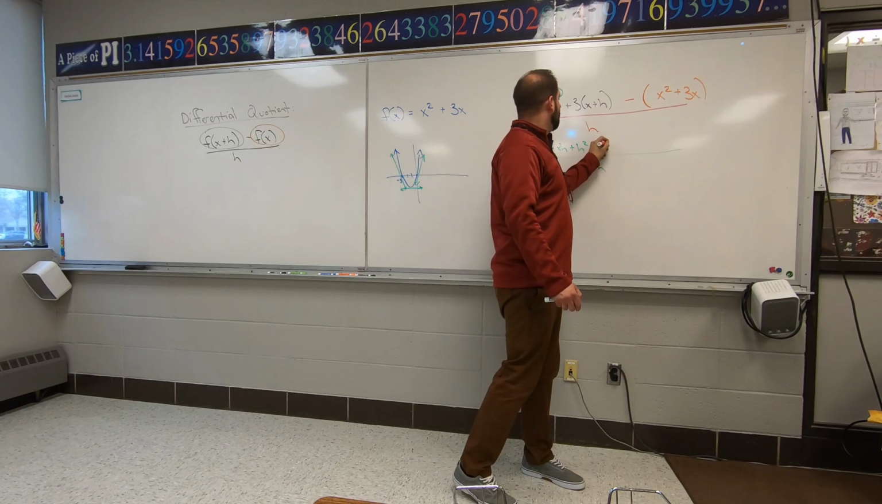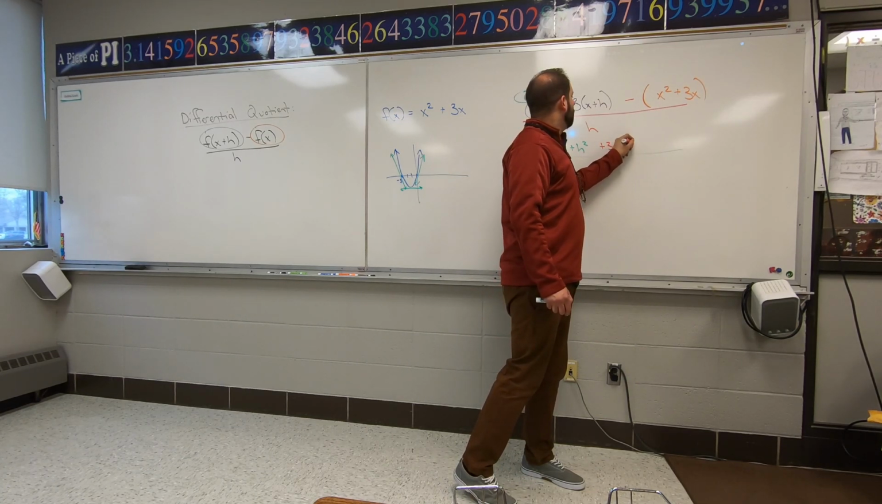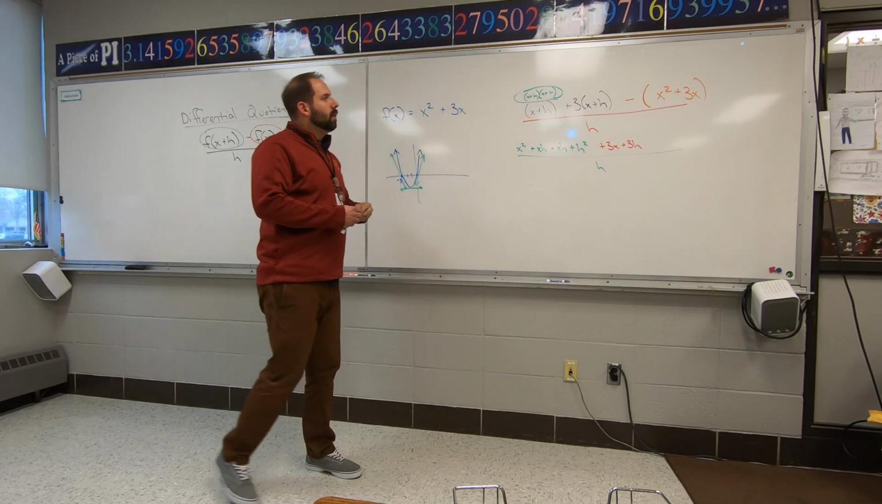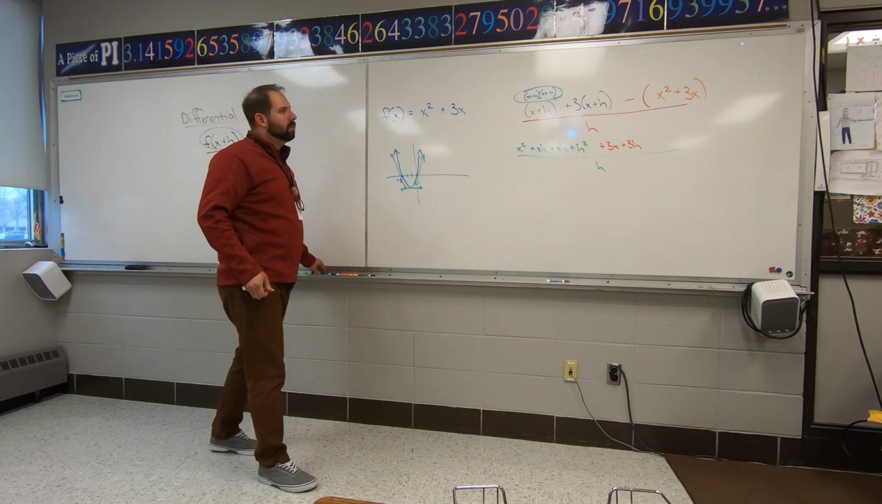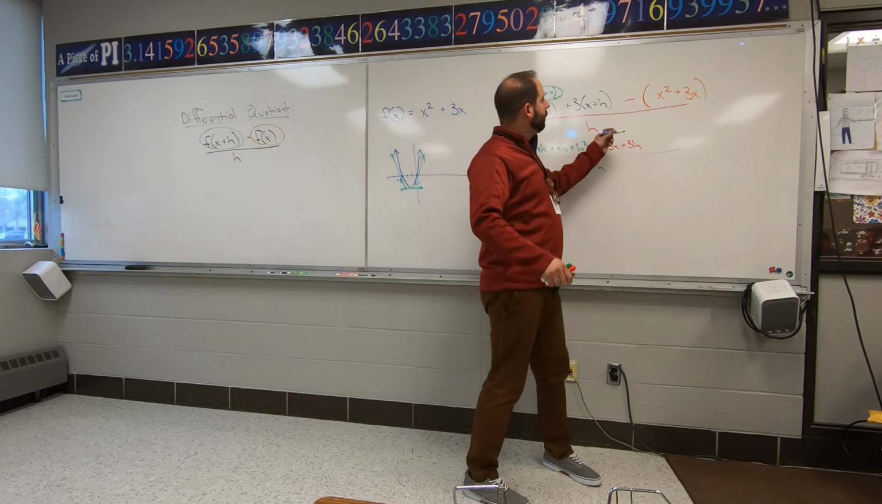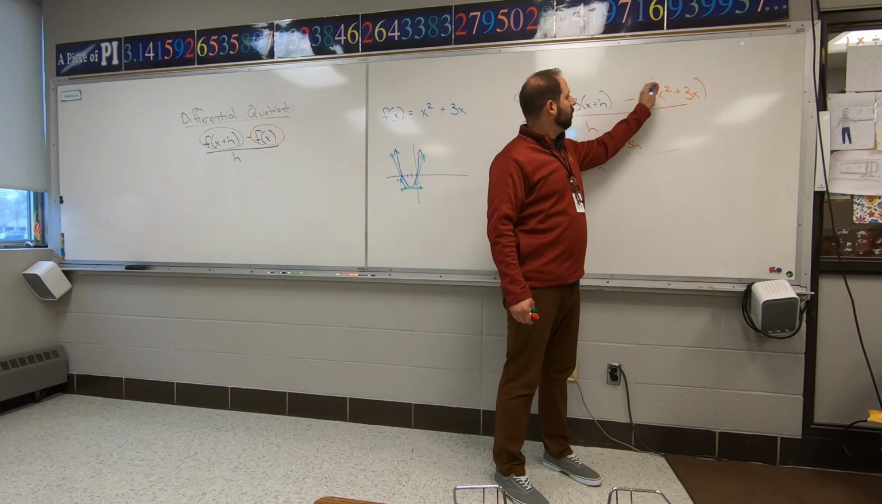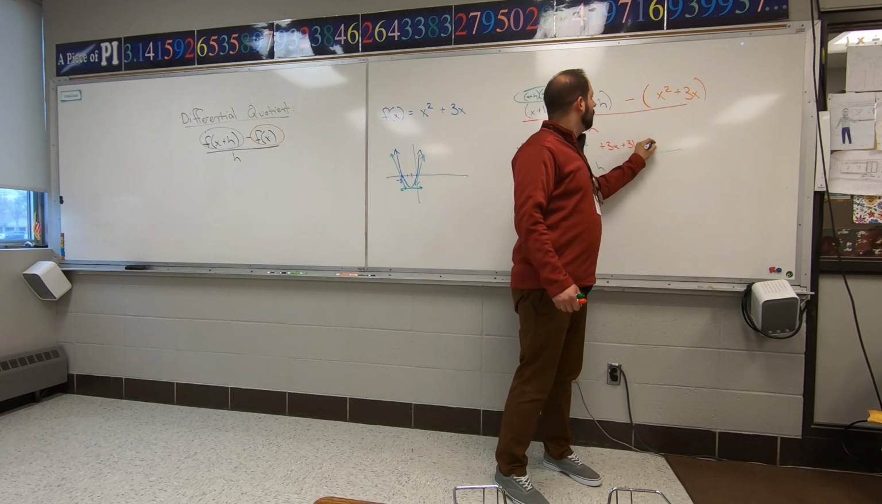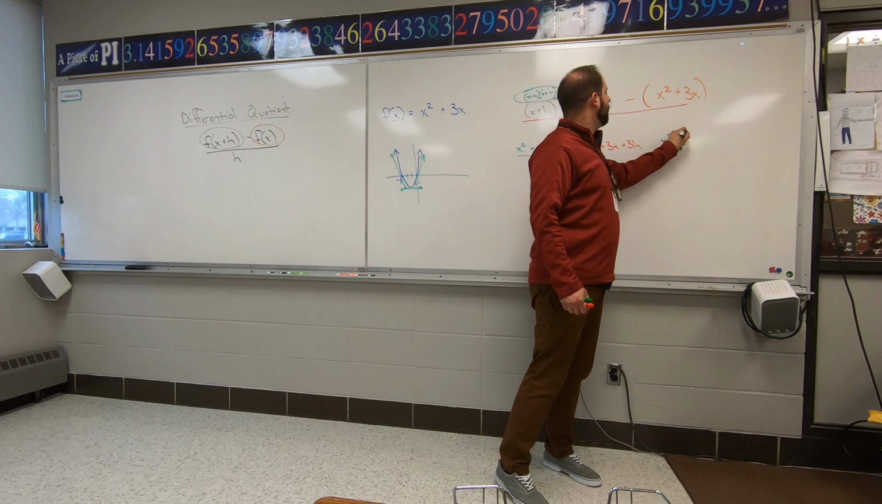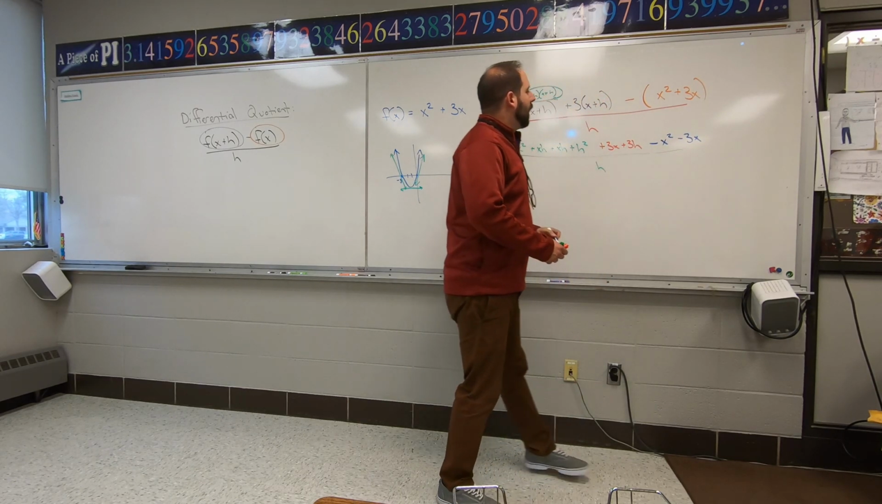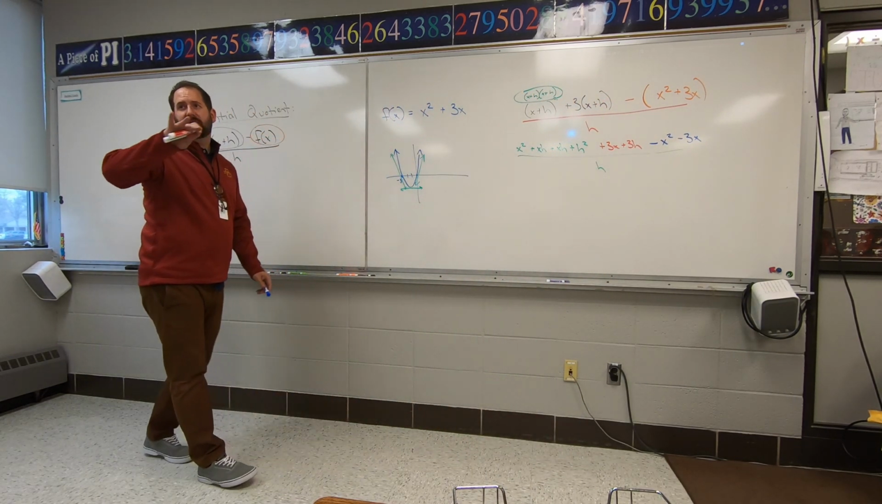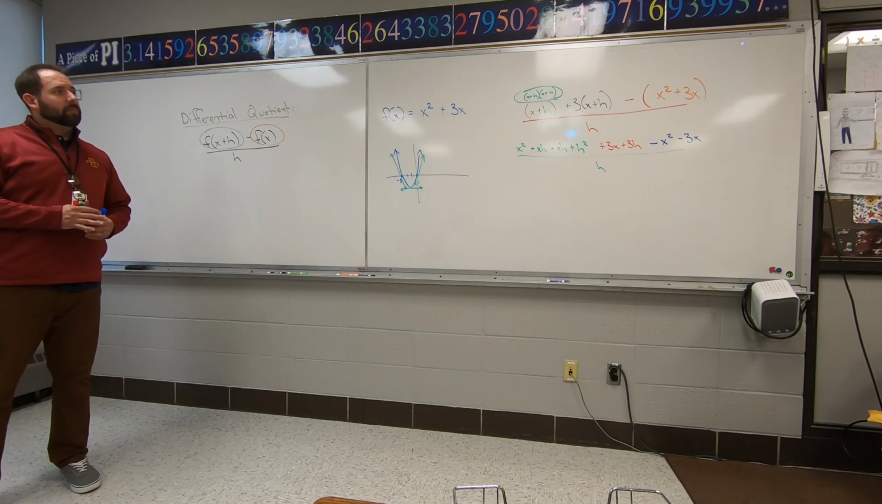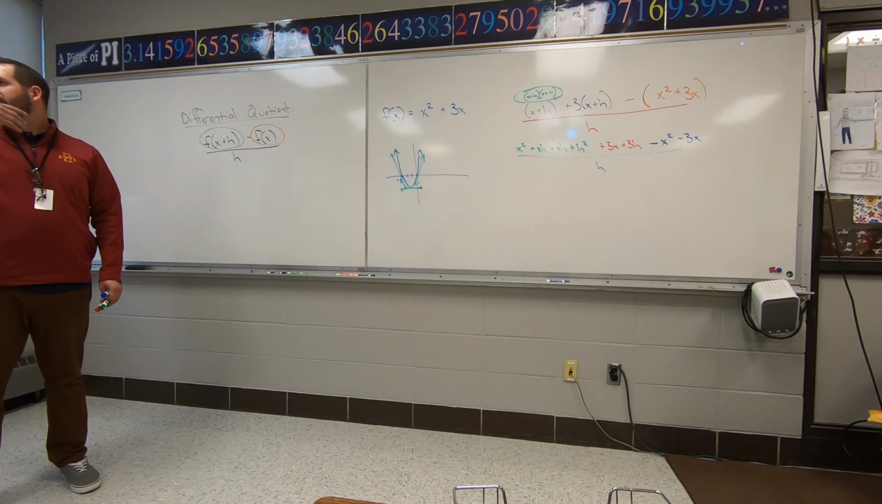3x plus 3h. And then on the right side, what do we have? Negative x squared minus 3x. All right, so there's your whole top of your differential quotient. That's kind of foiling, distributing, whatever you need to do.